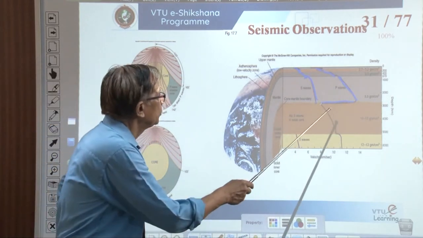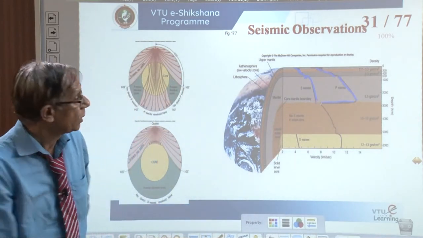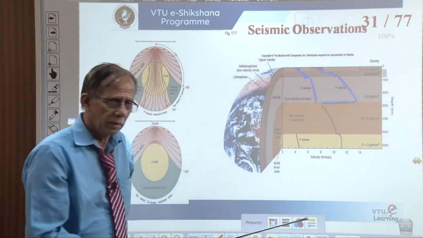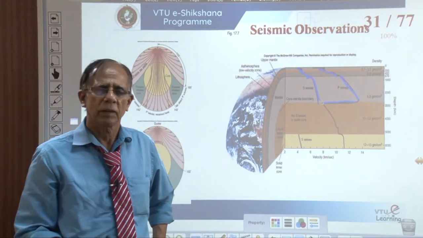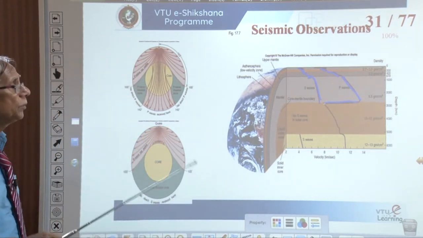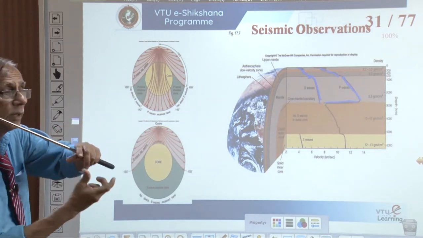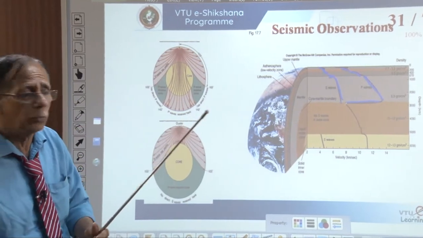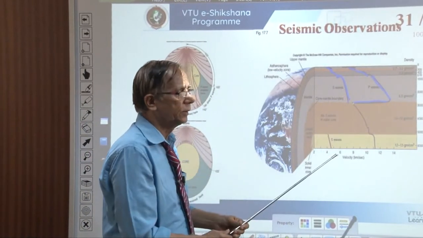We have seen only their velocity here, a sudden drop. This does not travel. Therefore, is it a fluid-like material? The question arises. But it is not a fluid-like material because we have already said it should have yielded to the attraction of sun or moon. It has not happened. Therefore, it is not fluid.